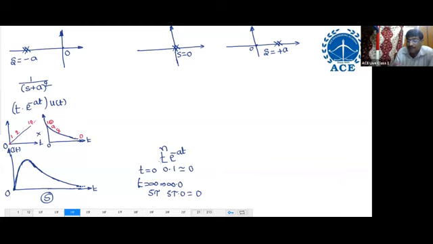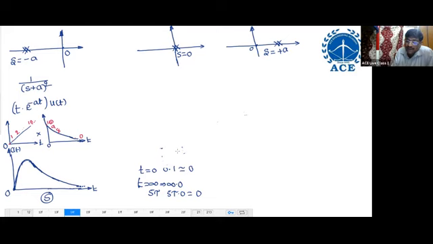In case n plus 1 poles are repeated, you will get t power n by n factorial. Laplace of t is 1 by s square. So t power n corresponds to n factorial by s power n plus 1.